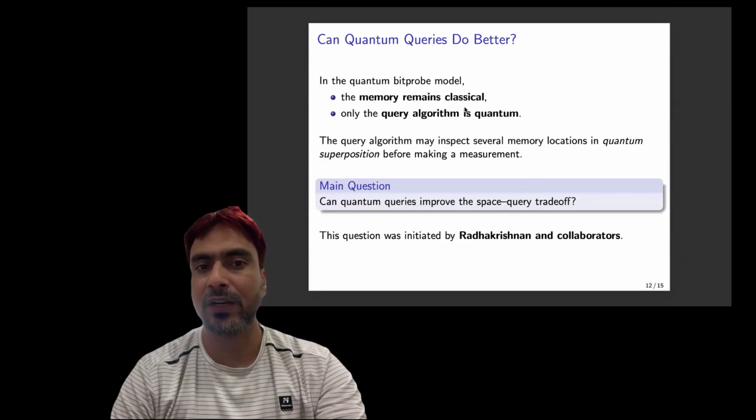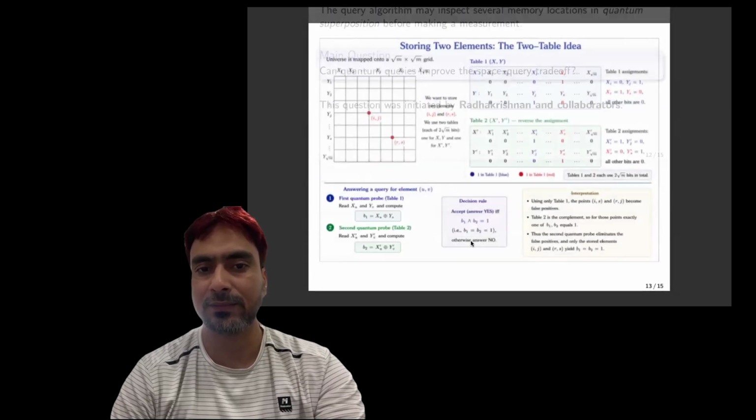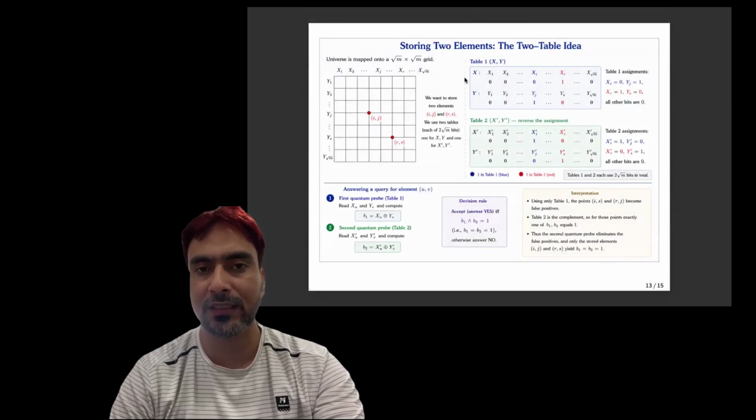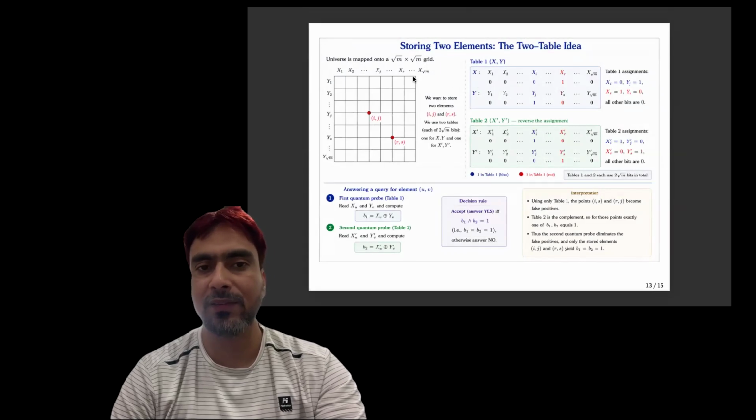In the quantum Bitprobe model, the memory remains classical, and only the query algorithm is quantum. The query algorithm may inspect several memory locations in quantum superposition before making any measurements. So the question that we want to answer is: can quantum queries improve space-query trade-offs? The question was initiated by Radhakrishnan and others. Here, again, we are mapping all the M elements on the square grid, and we again have 4 tables.